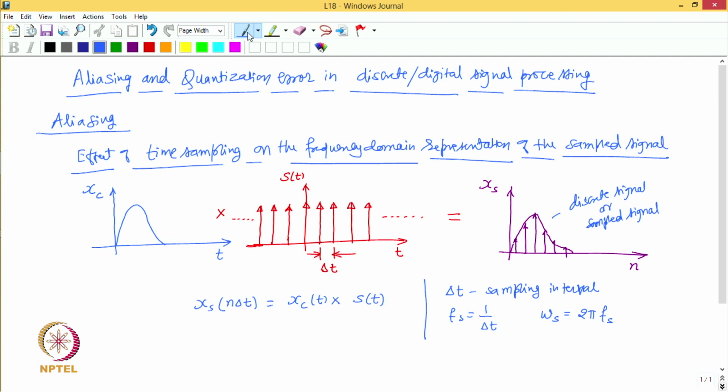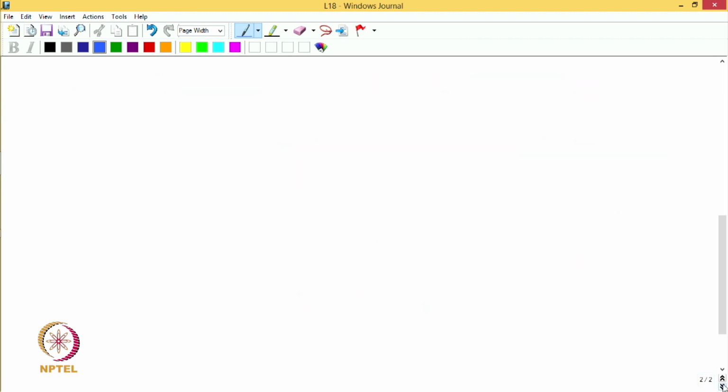So, in order to study the effect of this sampling on the Fourier transform, or frequency domain representation, of the sampled signal, let us take the Fourier transform of this equation. Let us go to the next page. So, taking the Fourier transform, and let us represent the Fourier transform by uppercase or capital letters.